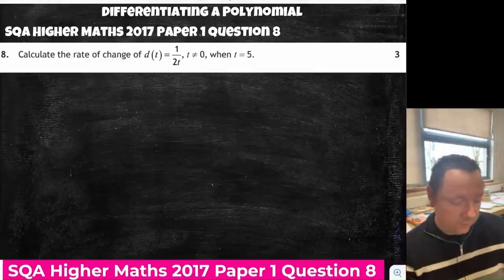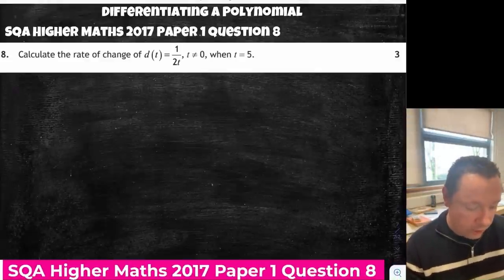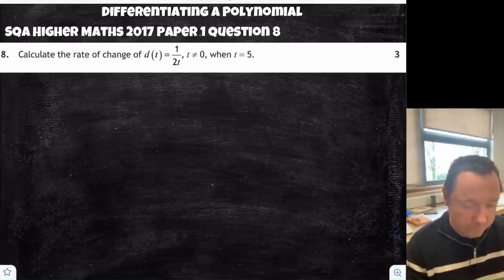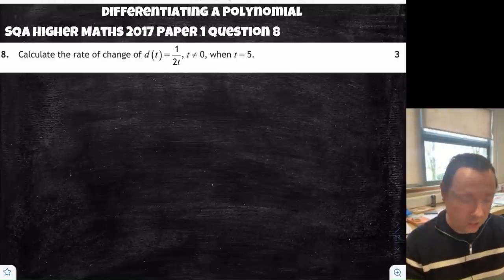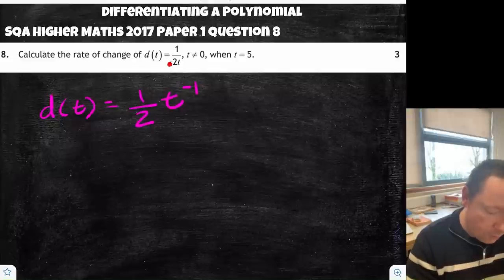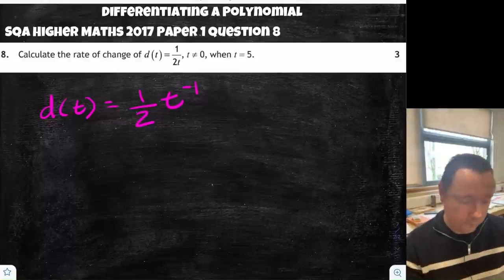SQA Higher Maths 2017 Paper 1 Question 8 on differentiating a polynomial. Calculate the rate of change of D at t equals 5, where D of t is equal to 1 over 2t. So we need to get it ready to differentiate. Always need to do that. So D of t is equal to 1 over 2 times t to the minus 1. Do not be tempted to move this 2. That's just a half still. Separate it out. It's just the t that's moving.